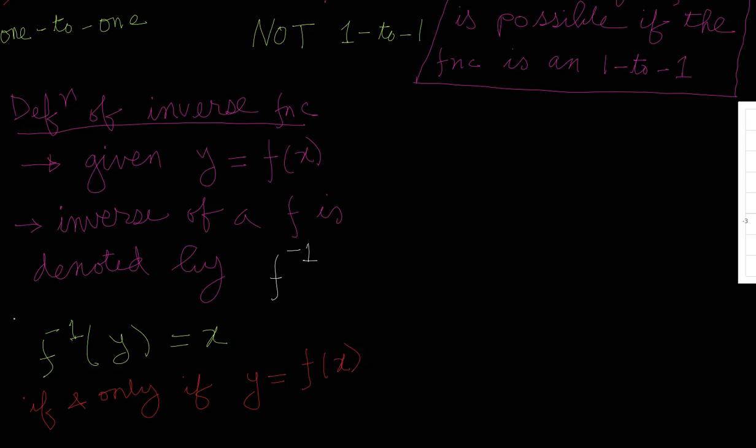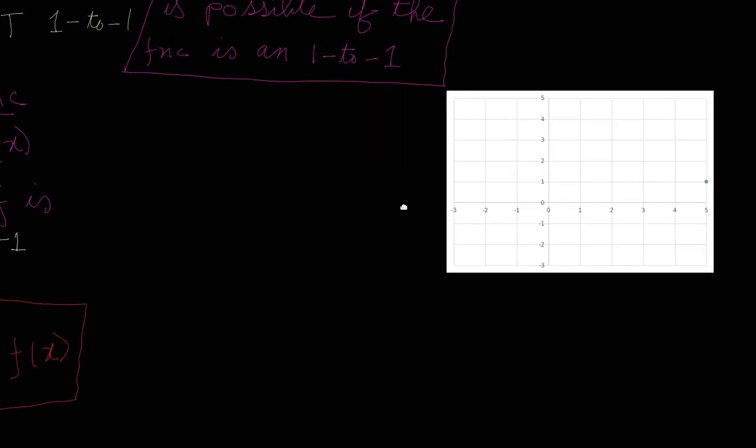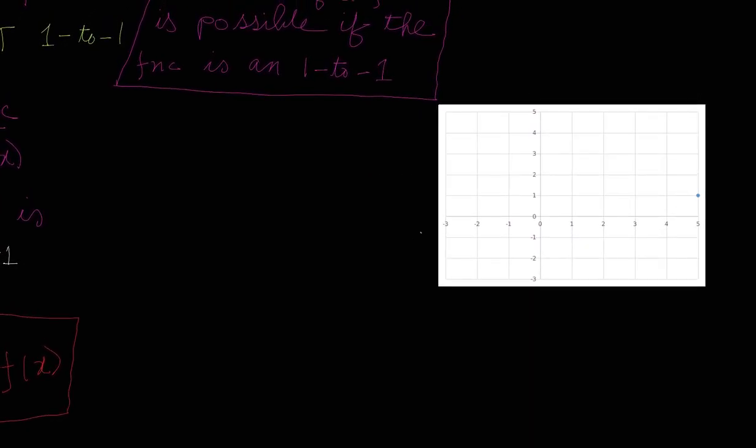So let me box it around. What did I say? Given y equals f of x, the inverse f inverse of y is going to be equal to x. So this is the definition. Now let us try to see this definition using a graph. What I am going to do is use graph paper to try to understand the inverse of a function.